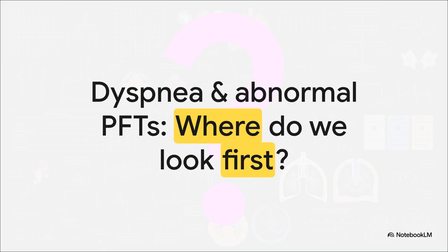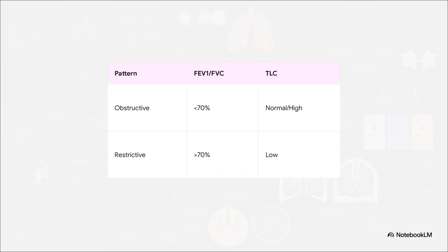So, your immediate first step? Look at the FEV1 over FVC ratio. This one single calculation literally splits your entire differential diagnosis right down the middle. It tells you instantly, are we dealing with airways that can't get air out or lungs that can't get air in? Let's break that down.